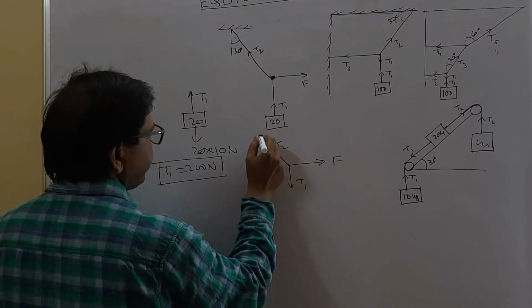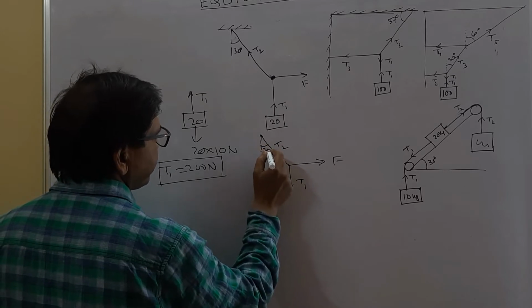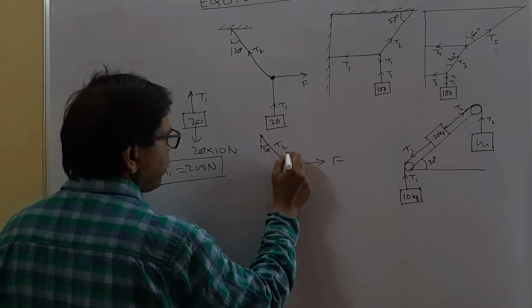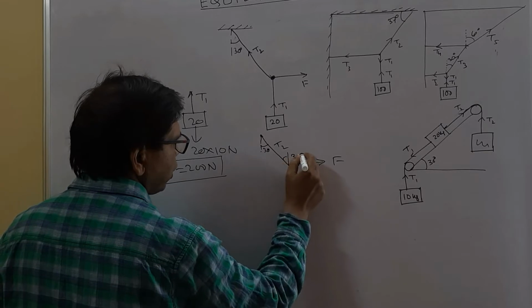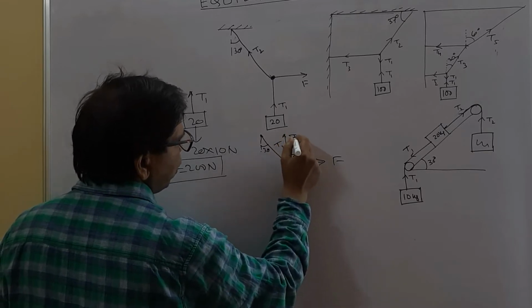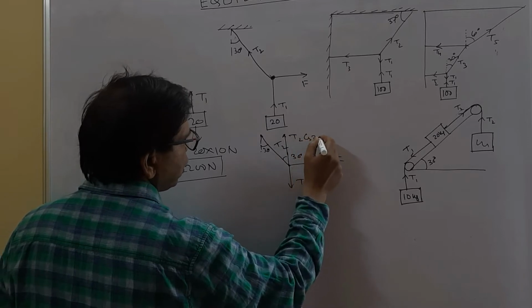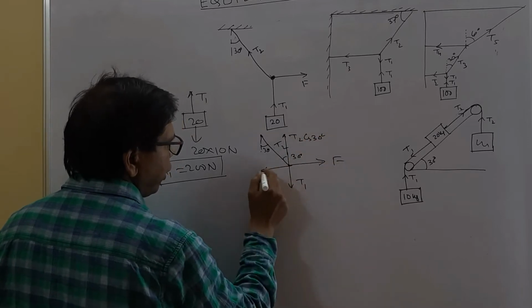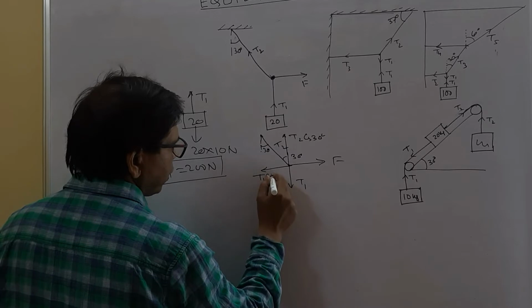Okay, now look at this. This angle is 30 degrees, so this angle is also 30 degrees. Now the component of T2: T2 cos 30 degrees, and this is T1 sin 30 degrees.